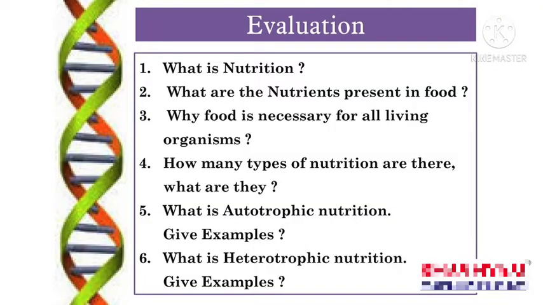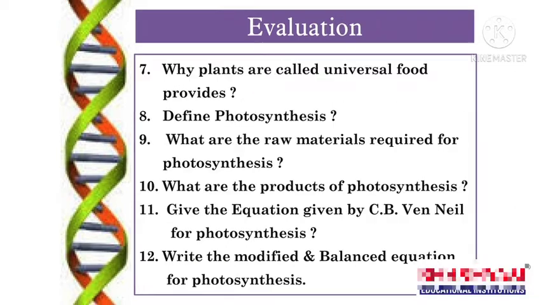Okay, children. Now let us evaluate today's content, right? Look at the screen. What is nutrition? What are the nutrients present in food? Why is food necessary for all living organisms? How many types of nutrition are there? What are they? What is autotrophic nutrition? Give examples. What is heterotrophic nutrition? Give examples. Why are plants called universal food providers?